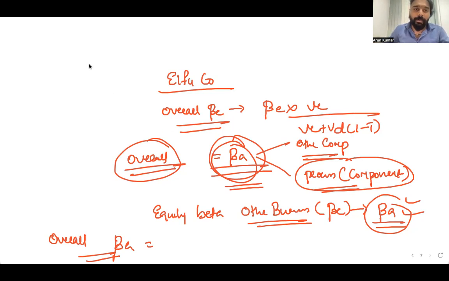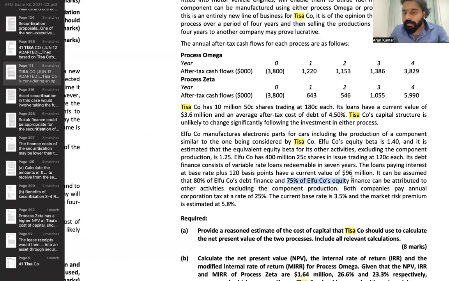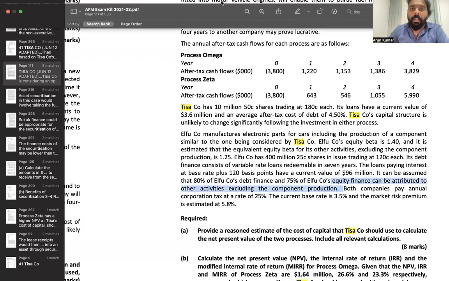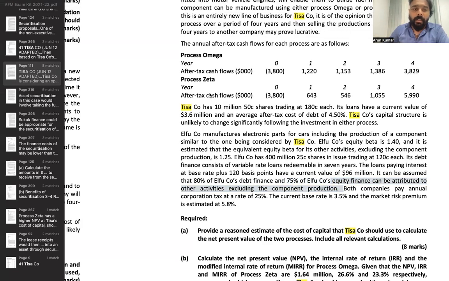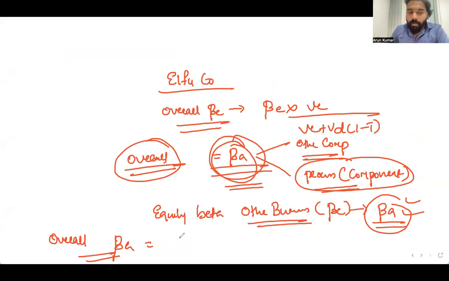If you look at the question, they have mentioned the share of the other business. 75% of the equity finance, or 75% of our business, is concentrated in other activities apart from the component production for L4 company. So I can assume that the total overall beta, whatever amount you get, is an average value of these two business risks.